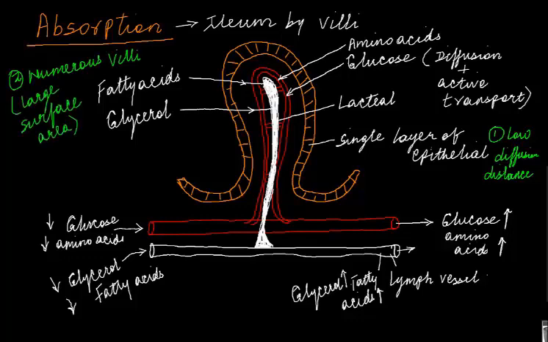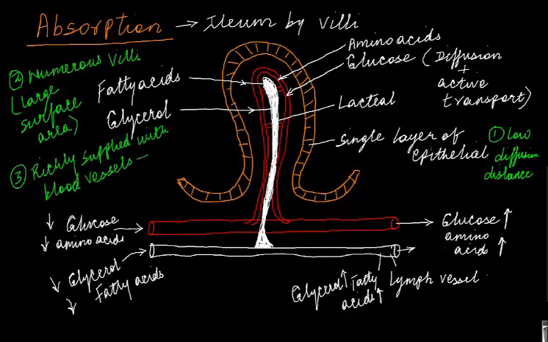Is it clear? Number three, they are richly supplied with blood vessels which carry away the absorbed food, and that helps to maintain a high concentration gradient for rapid absorption of the food. So these are the three features of the villi that help it to absorb food effectively. Is that clear now?